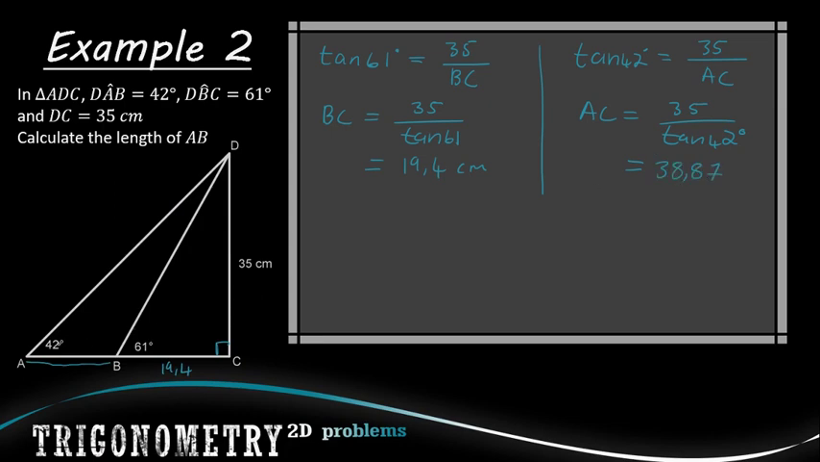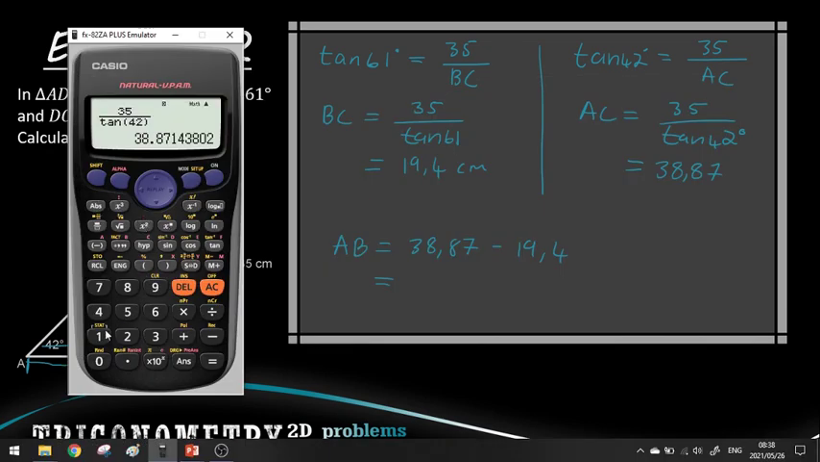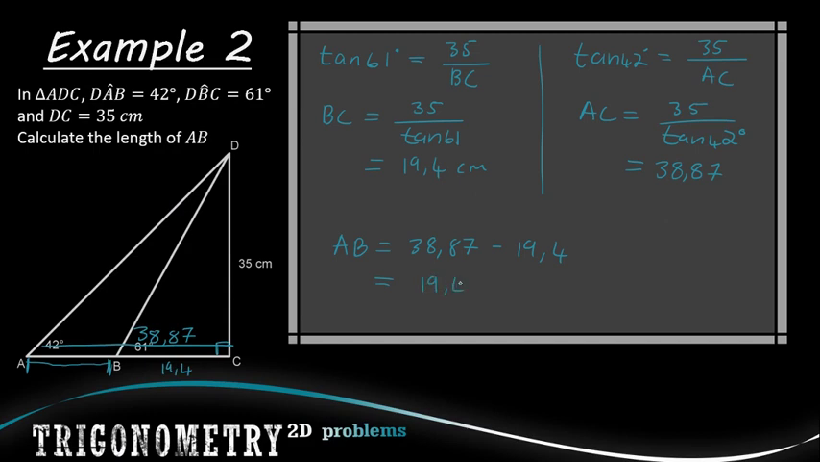Okay, so now if this long side over here is 38,87, then to find AB, I'm simply going to take AC and subtract the 19,4. So AB is equal to 38,87 minus 19,4, and that would give us 19,47, and units is in centimeters.